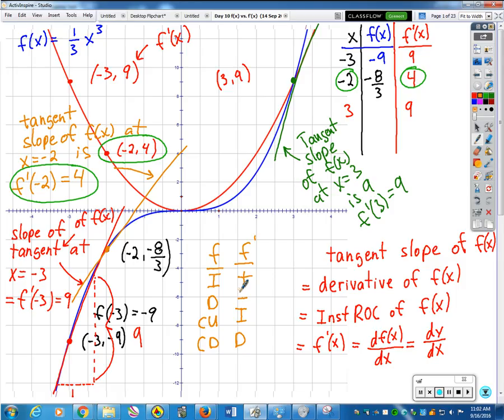Please, Deborah. So the point (3, 9) is also a point on the f prime graph? Yes, perfect. So this represents an xy coordinate on the f prime graph, as well as a tangent slope value on the f graph. It's perfect at that location. So the x tells us where we are looking, and the y tells us the value.